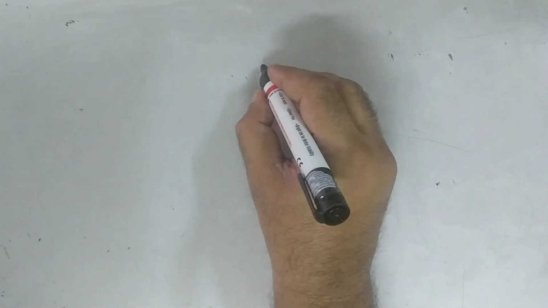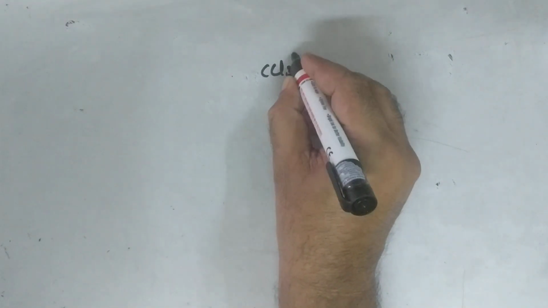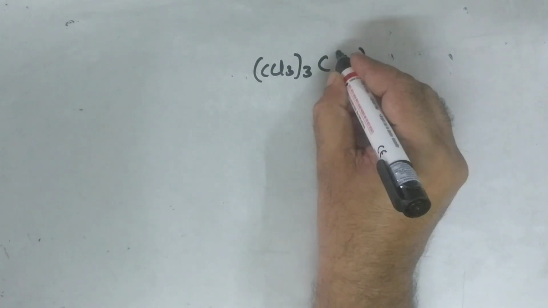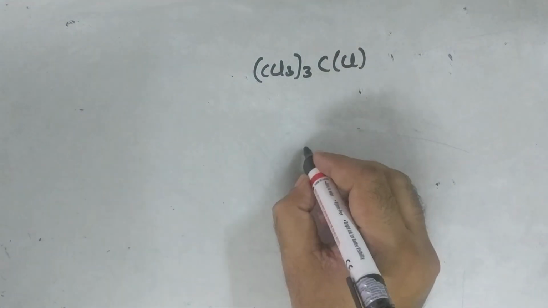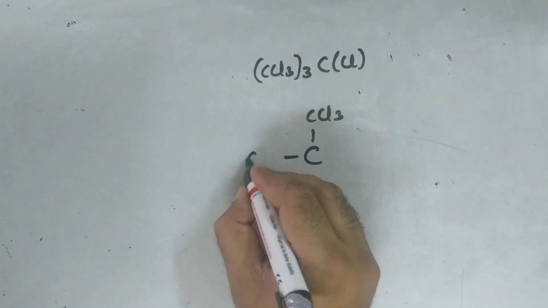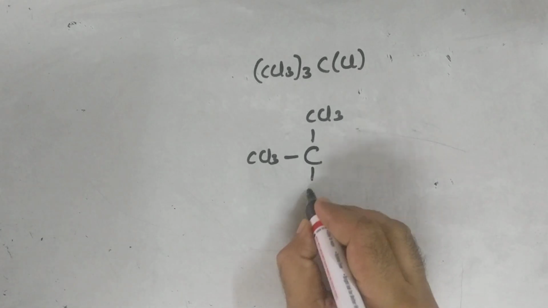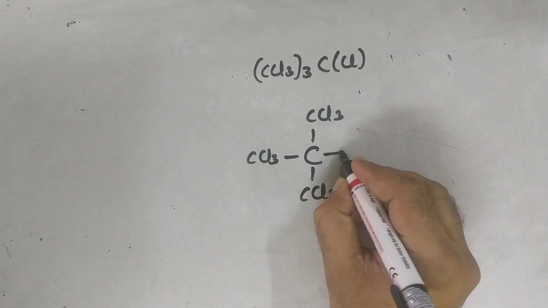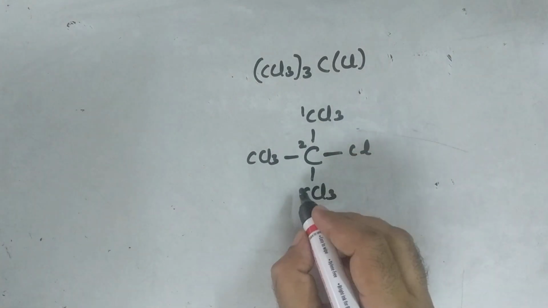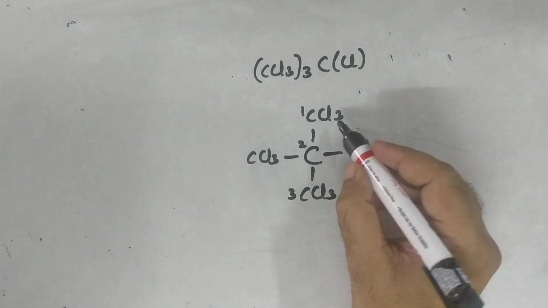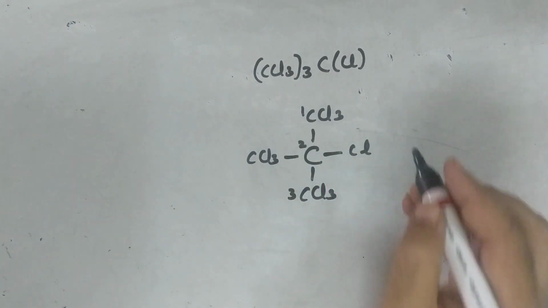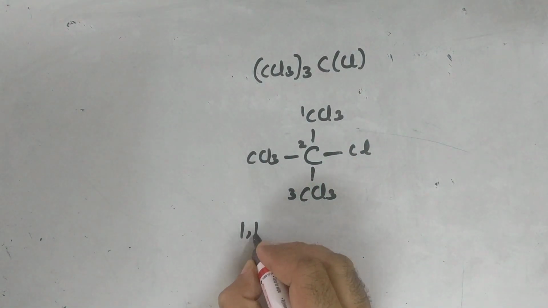So the next variety we have is this type, CCl3, whole thrice, and Cl. Let's expand it. There's a carbon, 3 groups like this, CCl3 groups, and a Cl over here. Let's take the long chain. This is 1, 2, 3, the long chain. 3 chlorine at first position, 3 chlorine at third position, 1 at second position, so it can be called as 1, 1, 1.